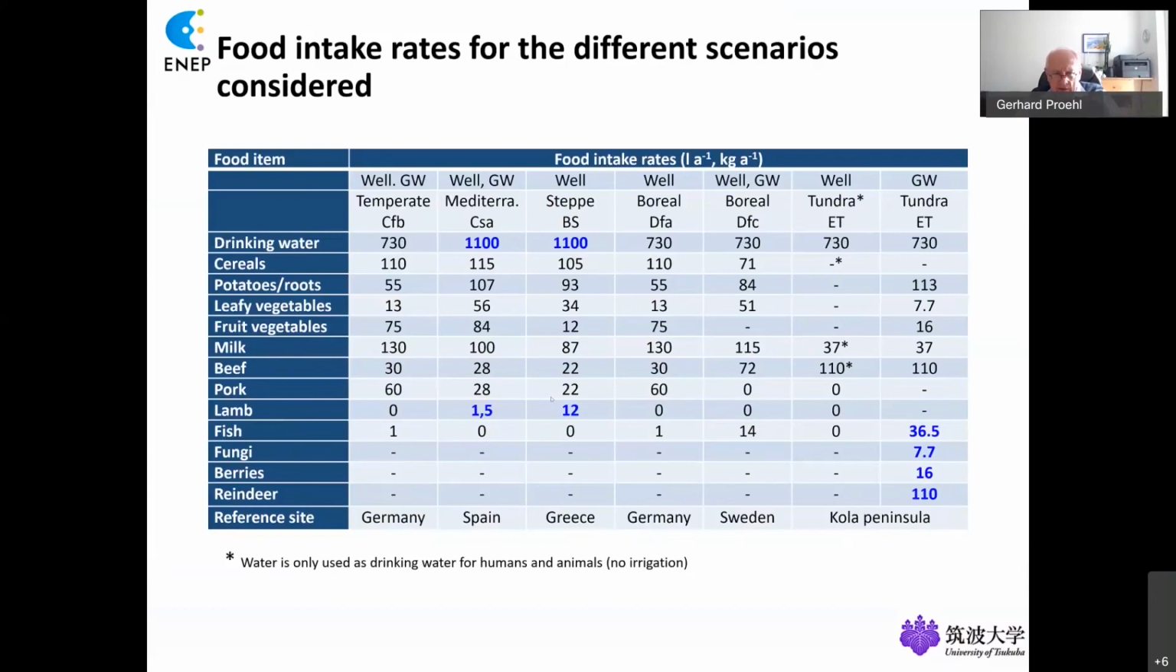And the numbers in blue, this is where we have really big differences from other diets. And there are some boxes with a dash. In this case, the water is used only as drinking water for humans and animals, not for irrigation.